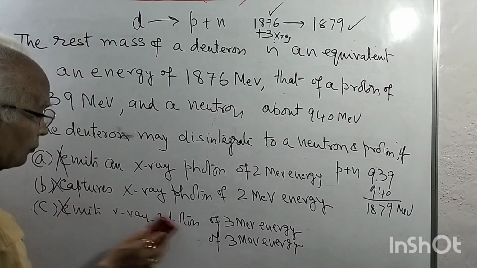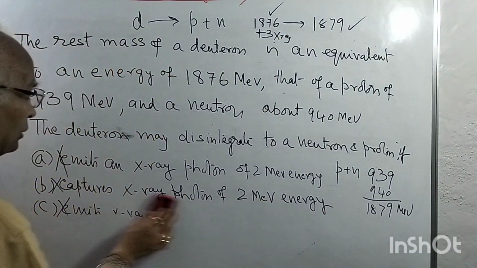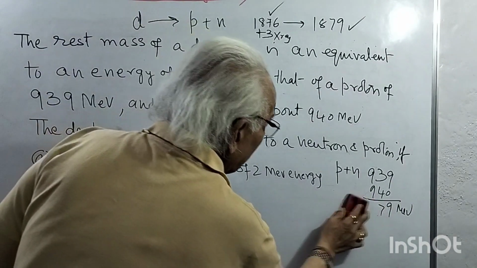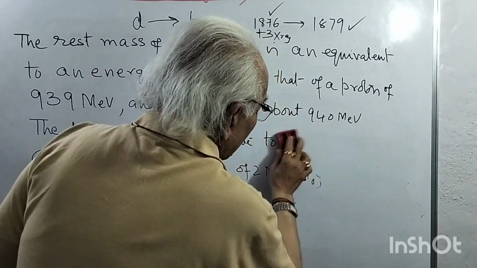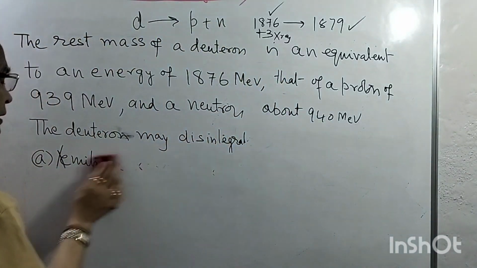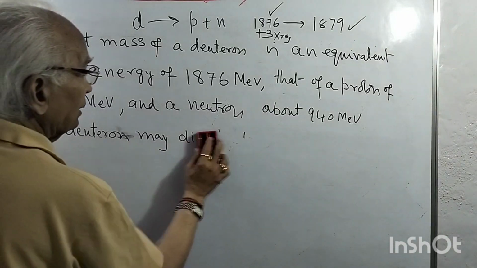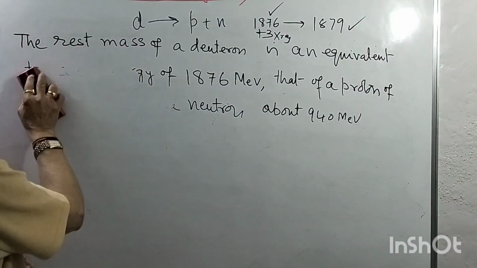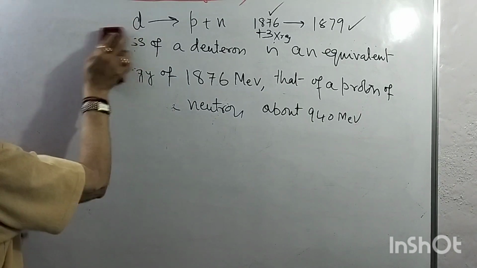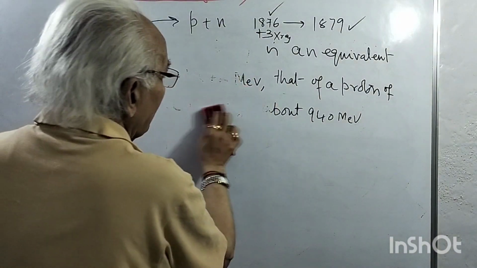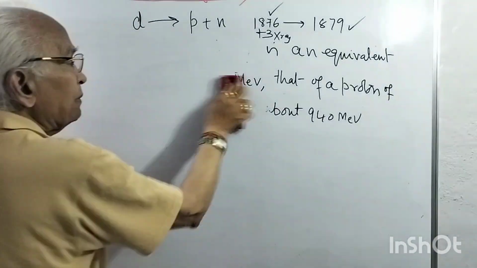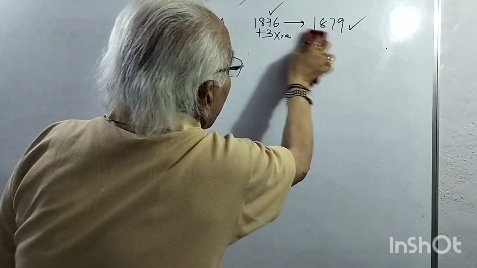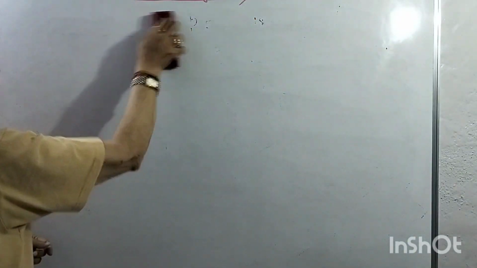In this way, you can judge your knowledge, because neutron is made of neutron proton. So the two sides of energy must be conserved, left hand side and right hand side. Left hand side is 1876, right hand side is 1879. So it will be equal if 3 MeV energy is given to neutron, means it absorbs X-ray of 3 MeV energy. That is the correct answer.